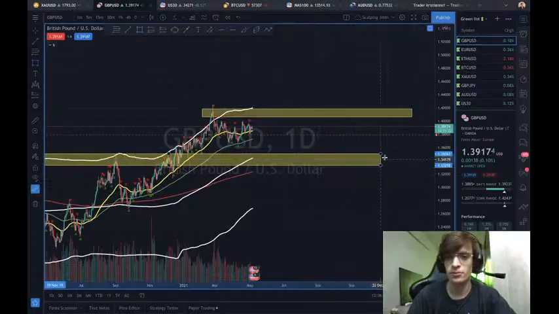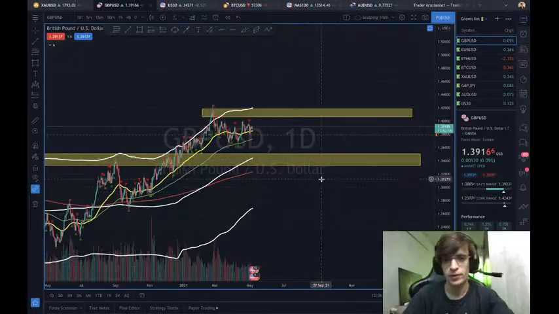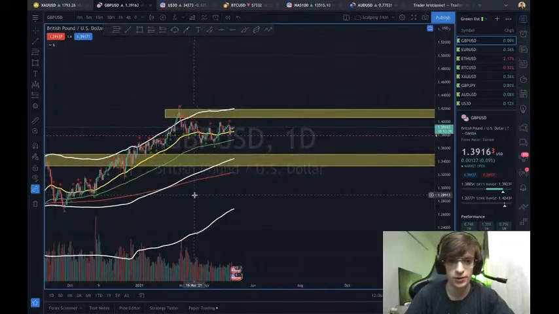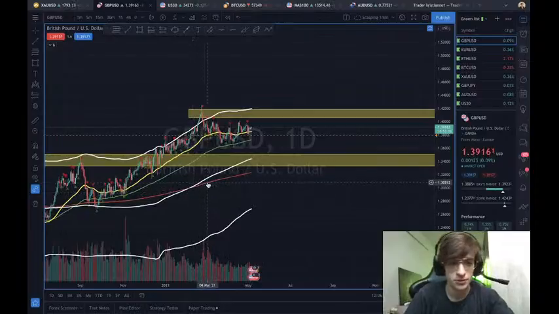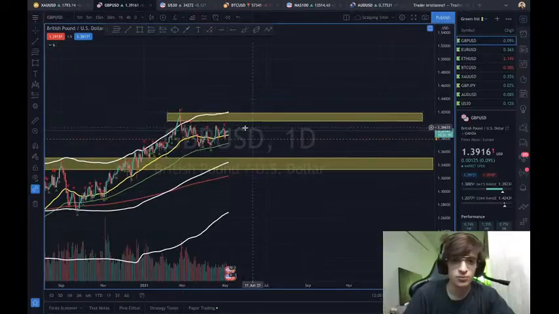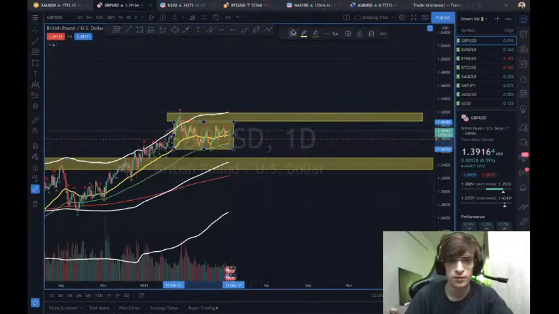I do, by the way, a top-down analysis, so I start with the 1 day time frame and then go down to 4 hours, and I don't really use 1 hour for longer-term investment, only for day trading. So okay, it seems to be in a consolidation phase on the daily.